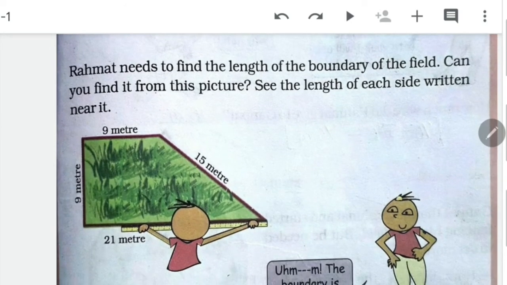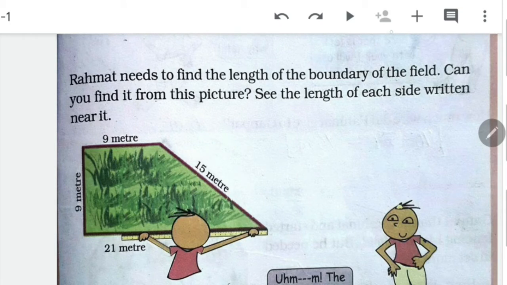So let's see. Now we have been given the measurement of all the sides of Rahmat's field. You can see here, this side is 9 meter, this side is 15 meter, this longer side is 21 meter, and this side is also 9 meter. Now Rahmat needs to find the length of the boundary to know how much wire he is going to need to fence his field. Now can you find it from this picture?